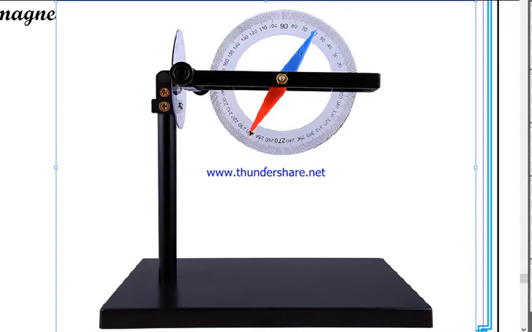It indicates that you are in the northern hemisphere of Earth. If the blue or south pole of the needle is slanted downward, then you are in the southern hemisphere of the Earth. Okay, if the needle perfectly stays parallel to the ground, then you are at the equator, neither north nor south.